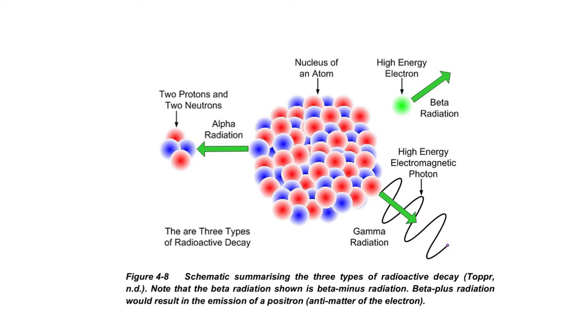Here's another very nice schematic summary of the types of radiation that we've done, radioactivity, should I rather say. So here's the nucleus of an atom. Alpha radiation, a helium nucleus is given out. If you have beta radiation, then a high energy electron is emitted. And if you have gamma radiation, then a high energy photon is given out, a high energy electromagnetic photon.